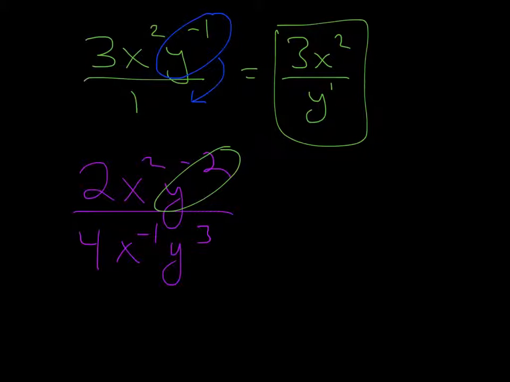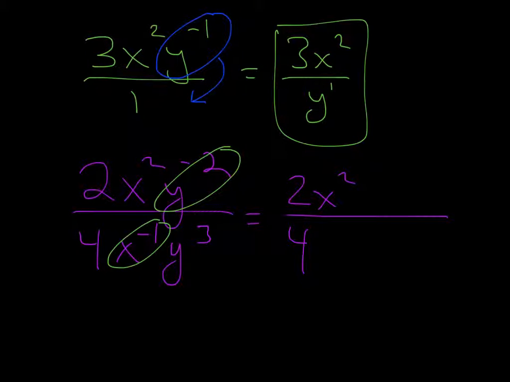So anything that's negative, I circle it and I move it. So what I'm going to do is I'm going to draw a fraction line. And anything that was positive, I'm going to leave alone. So 2x squared, that stays there. And I have 4y cubed. That stays there. So everything that did not get circled stays on the level that it was. So if it was on the top, it stays on the top. And if it was on the bottom, it stays on the bottom.